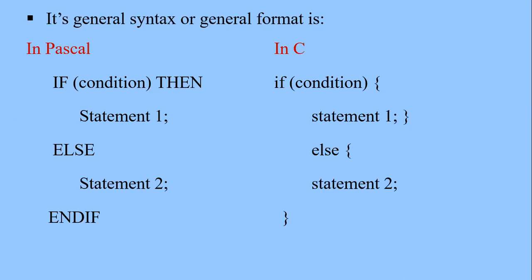Now, the only difference between C and Pascal is in terms of the syntax. Just as I have said in the previous structure, we don't use the terms then in C, nor do we have end if. We have only the braces. So we write it as you can see.